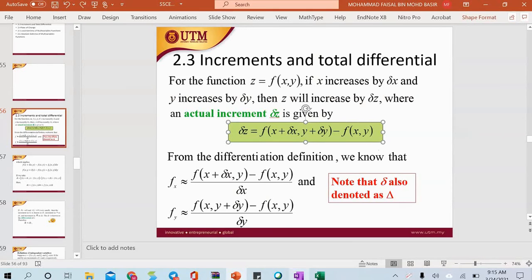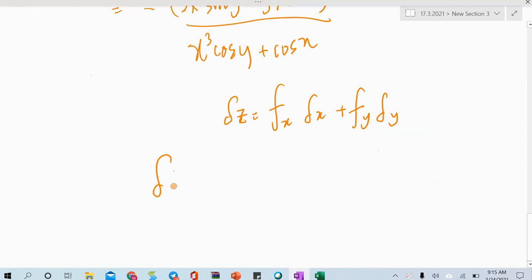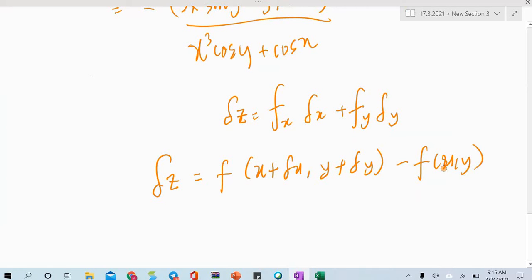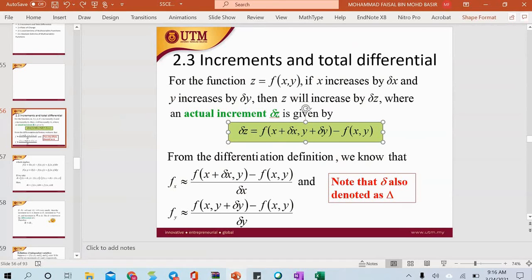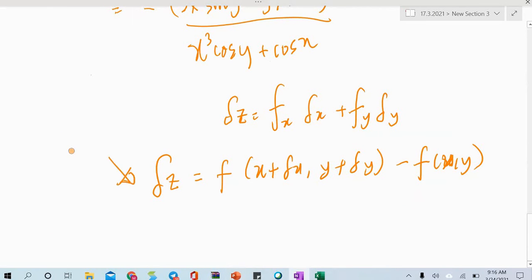I just copy delta there. Subscript, it is big. f(x plus delta x, y plus delta y) minus f(x,y). Okay, this is the actual increment. Remember.